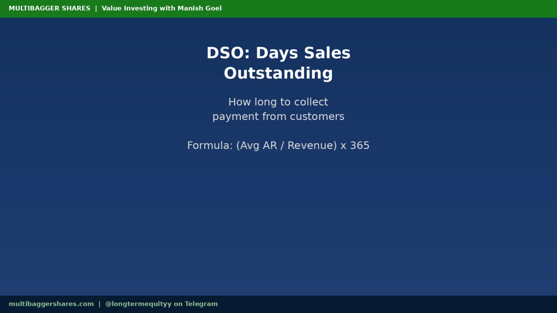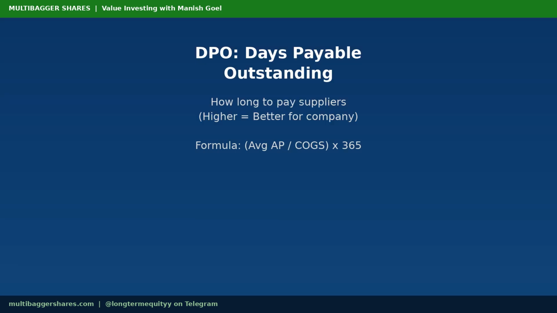Companies like Hindustan Unilever achieve this. They sell products that move off shelves immediately. Consumers pay at the store. And HUL negotiates extended payment terms with suppliers. That's working capital mastery.